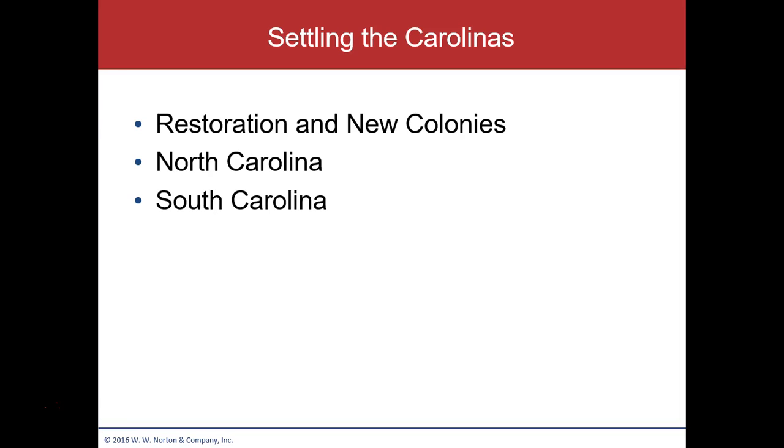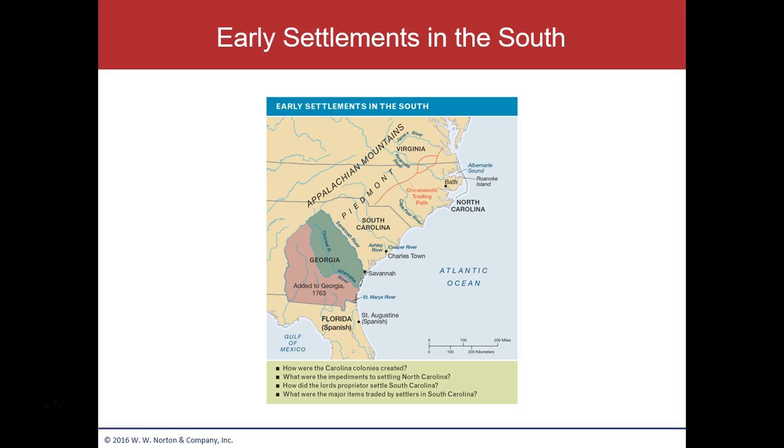South Carolina becomes the focus of the Lord Proprietors who established the colony of Charlestown, which is Charleston today. So these are your colonies of North and South Carolina. You can also see Georgia right below there, and then where Spanish Florida is.